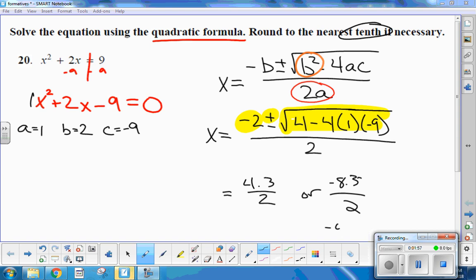Get negative 4.2 here, 4.16, 4.2, just rounded. And then 4.3 divided by 2 is 2.15, so you could put 2.2 or 2.15. I won't be too picky on how you round.